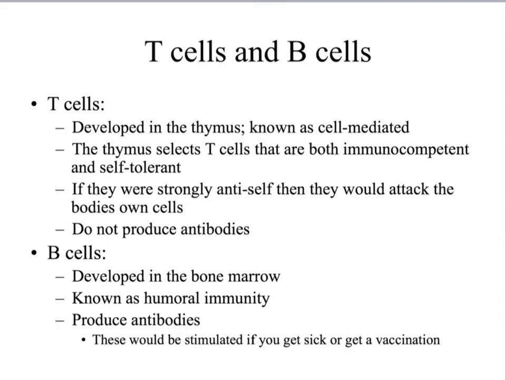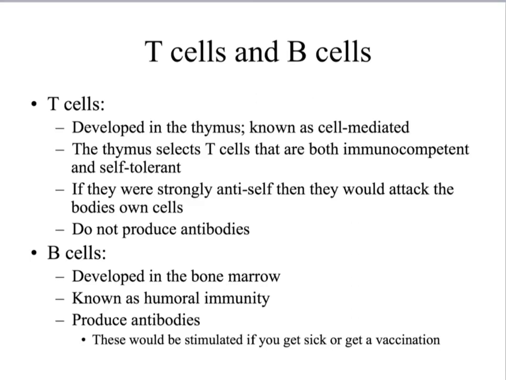Involved in these are the T cells and the B cells. T cells are developed inside the thymus and are part of the cell-mediated branch. The thymus selects T cells that are both immunocompetent and self-tolerant. This means that they are ready to fight and they will not attack you. You don't want them attacking your own cells. You only want them attacking foreign cells.